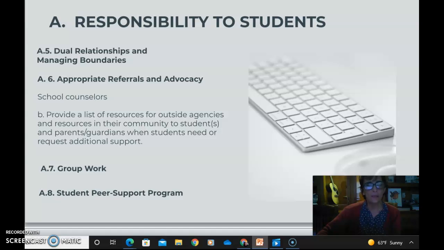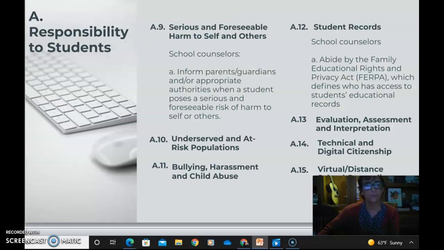As far as our responsibility to students, we also prevent dual relationships from happening, and we manage boundaries. We also do appropriate referrals and advocacy, and as school counselors provide lists of resources for outside agencies and resources in the community to students and parents, guardians, when students need or request additional support. We might also be planning group work and facilitating student peer support programs. And the list goes on and on.